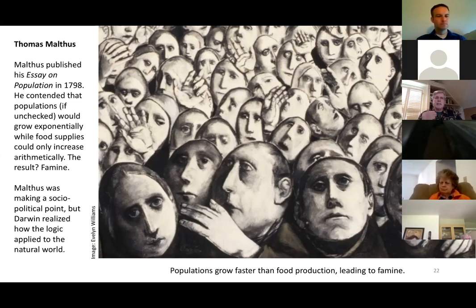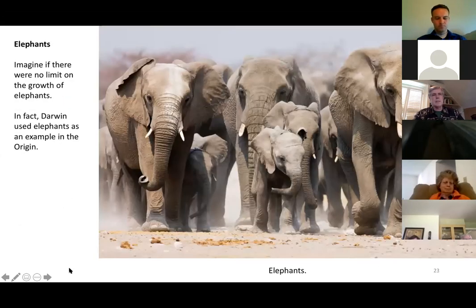In other words, if more offspring were born than could be fed, there must be competition. And who would win that competition? The animals best suited to the environment, to compete in the environment. So Malthus was a critical insight to Darwin.